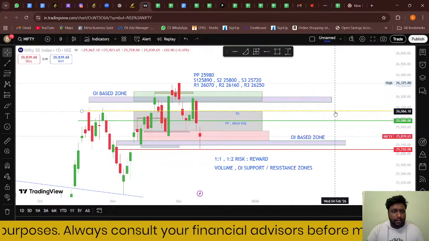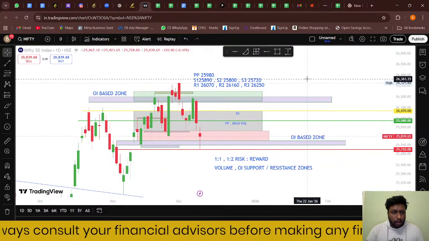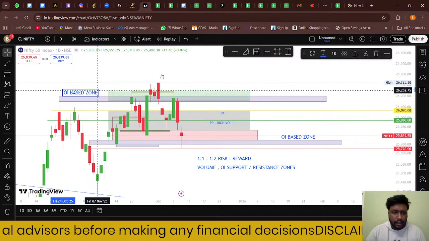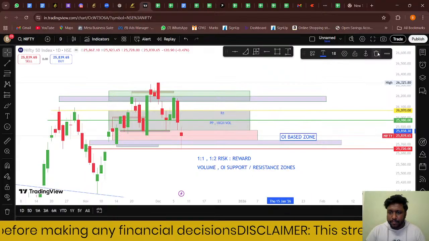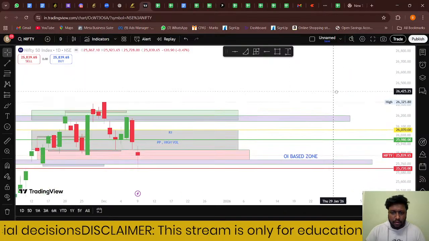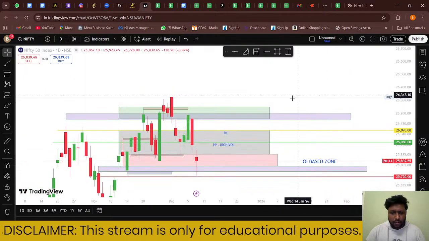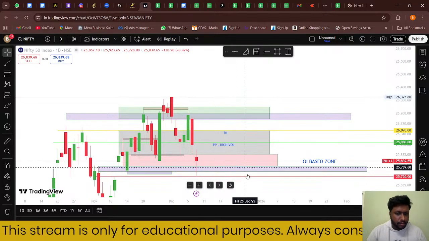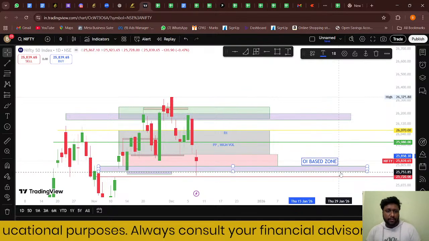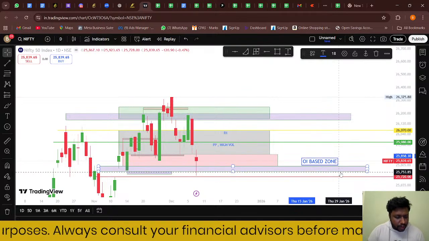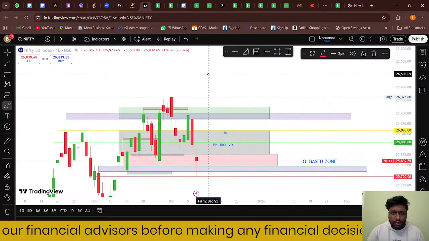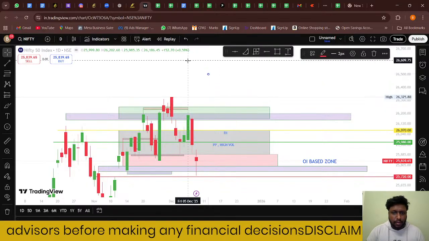We will start off with the fresh levels with regard to our pivot point. I will just mark it out quickly. We are starting a bit late today. As you can see, it broke down below our OI based zone, which we marked at 25,800 levels. Right now we will mark our pivot line, and the levels with respect to the pivot line.